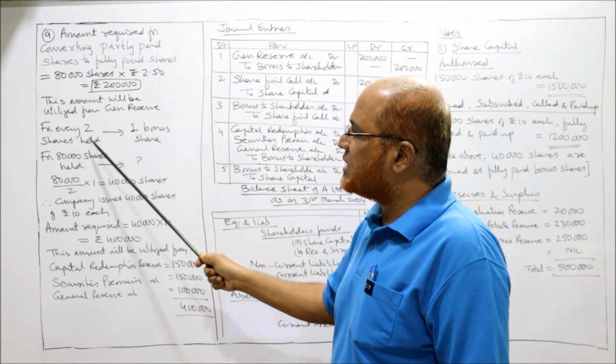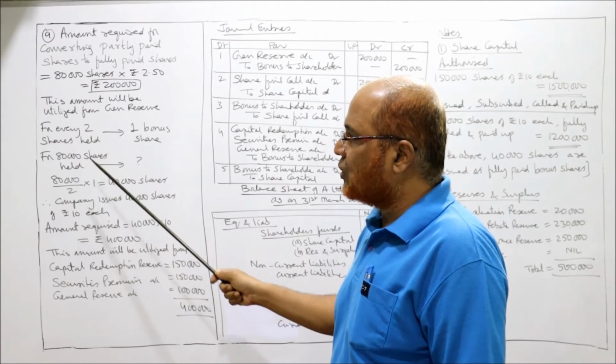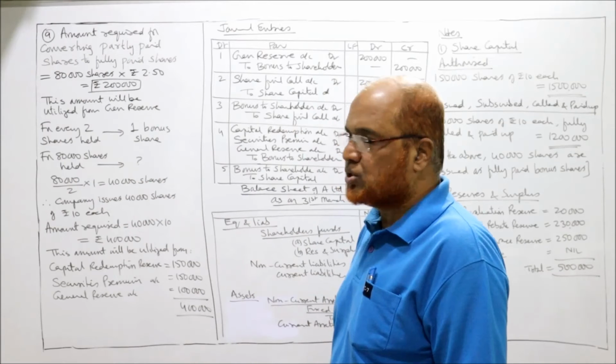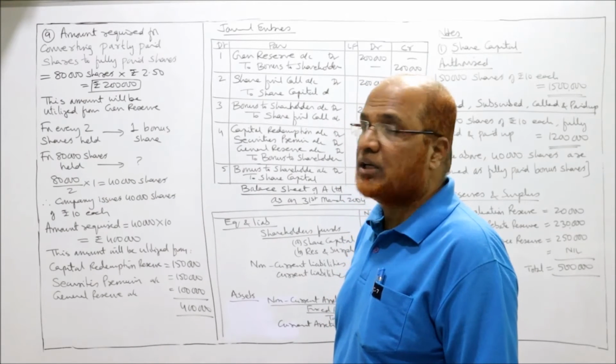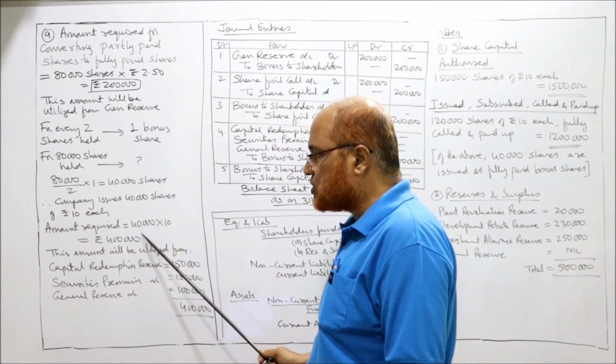Then for every 2 shares held, 1 bonus share will be issued. For 80,000 shares held, how much? So 80,000 divided by 2 into 1 is 40,000 shares. The company will issue 40,000 shares. Company issues 40,000 shares of 10 each. Amount required is 4 lakh.